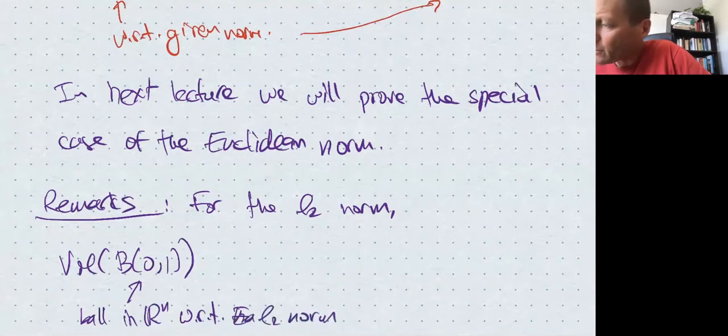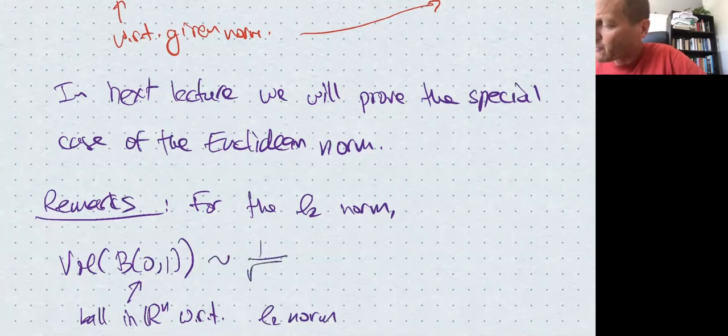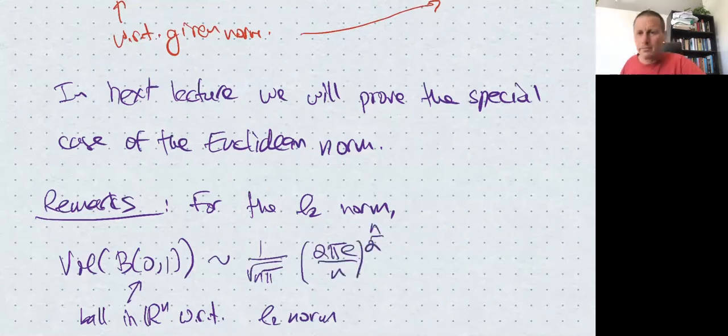With respect to L2, the formula is a famous formula that involves gamma functions, and we don't really need the formula, but it's useful to know how this thing behaves with large n. So using Stirling's formula, you can prove this. So you can get this kind of an asymptotic.